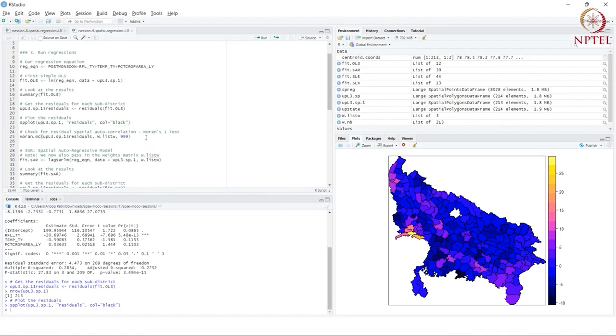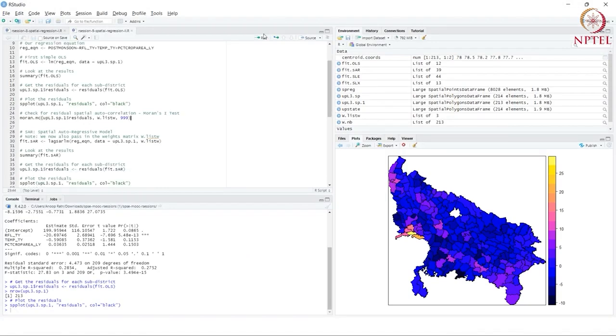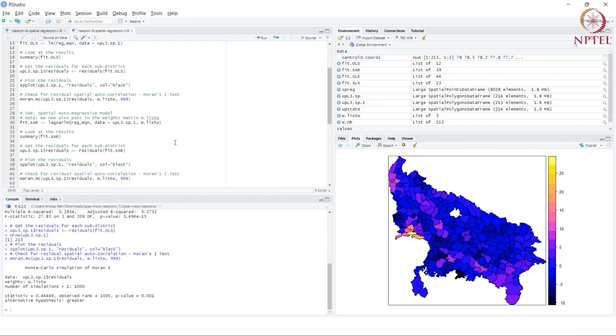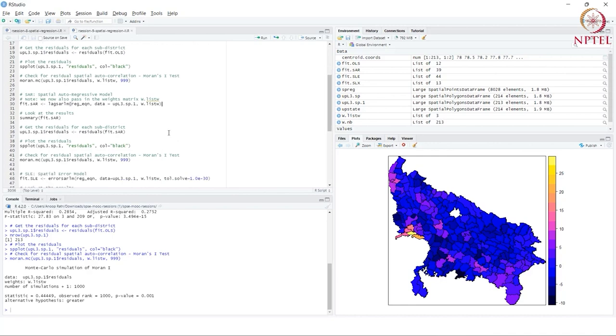So what we can do is compute the Moran's I for the residuals to really get a quantitative measure. And we see that the Moran's I is 0.4, which is not necessarily very low. There does seem to be positive spatial autocorrelation. The p-value is pretty low. So it does seem that we have some residual spatial autocorrelation, so we might benefit from running spatial regression models. Let's run our first spatial regression model. Let's go with SAR, the autoregressive model, first.